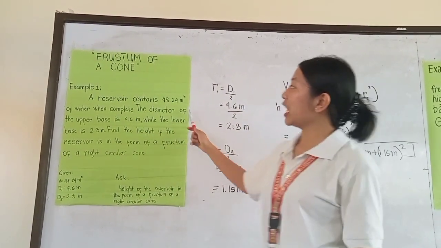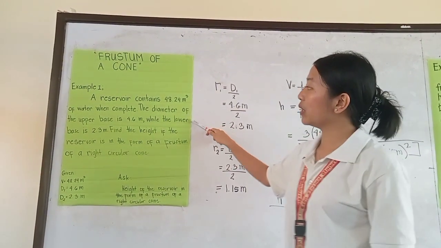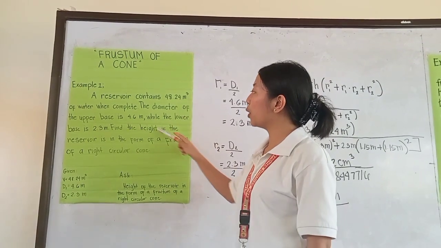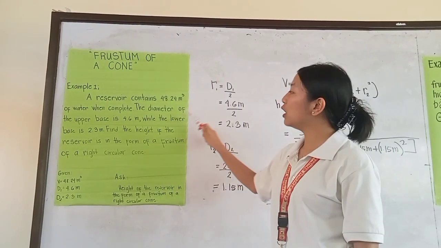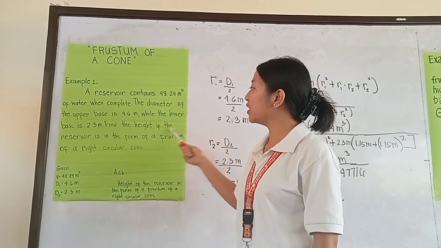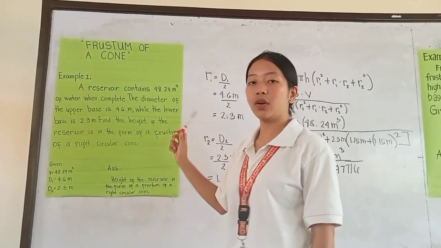A reservoir contains 48.24 cubic meters of water when complete. The diameter of the upper base is 4.6 meters, while the lower base is 2.3 meters. Find the height if the reservoir is in the form of a frustum of a right circular cone.